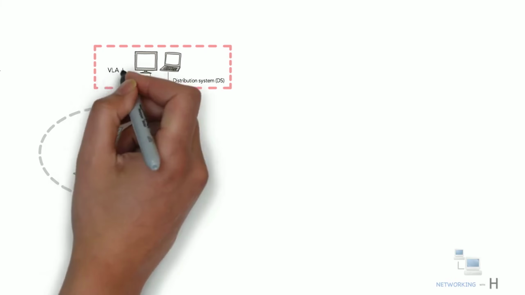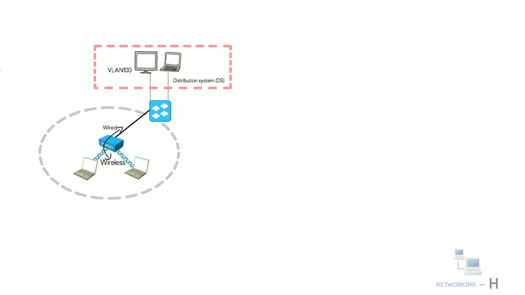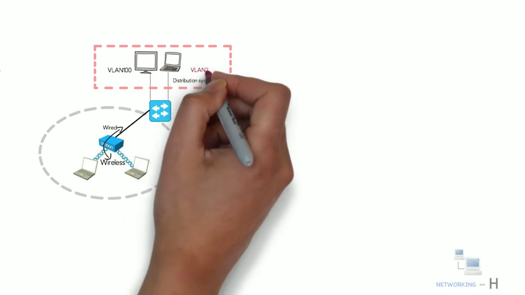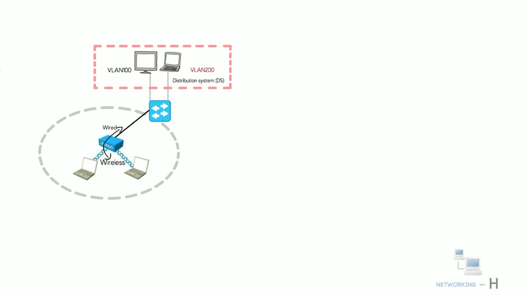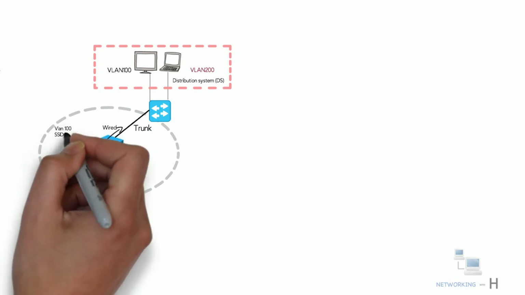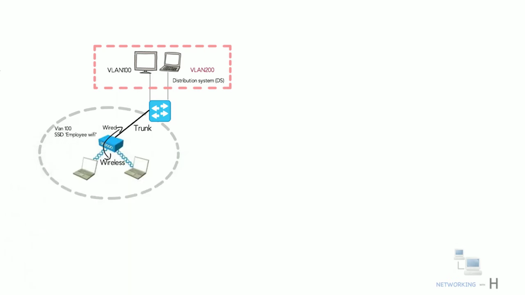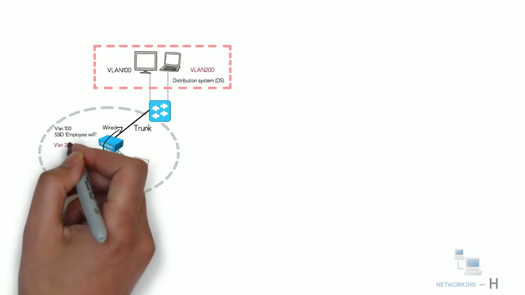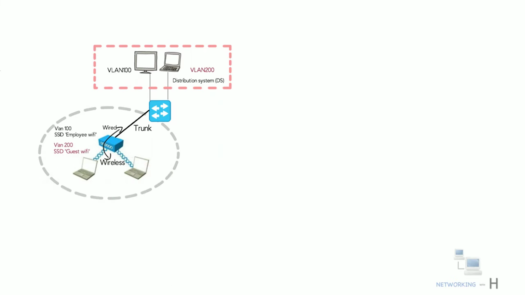For example, if you have a network with multiple VLANs, then each VLAN is mapped to a different SSID, and for this to work, the AP must be connected to the switch by a trunk link that carries those VLANs. Here we have VLAN 100 that is mapped to the SSID employee Wi-Fi, and VLAN 200 to the SSID guest Wi-Fi.